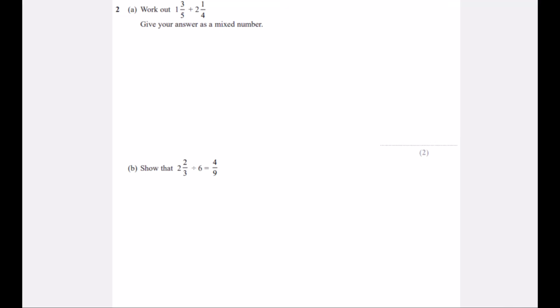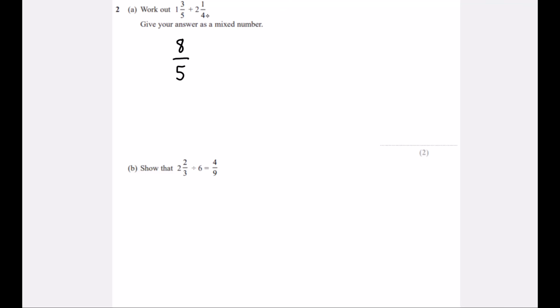Question 2. Work out 1 3/5 plus 2 1/4. Give your answer as a mixed number. So give our answer in the same form that the question is written in. I'm going to change them both into top-heavy fractions first, improper fractions. So 1 3/5, a whole one is 5/5. So 5/5 and 3/5 make 8/5.